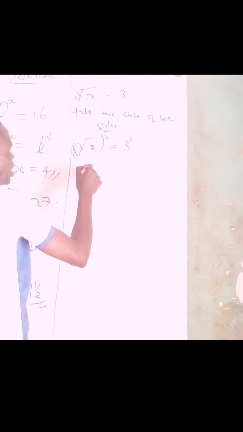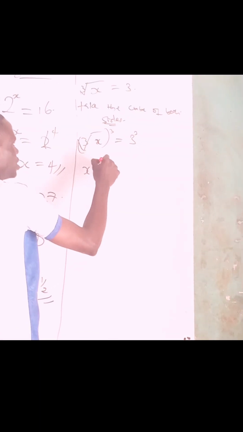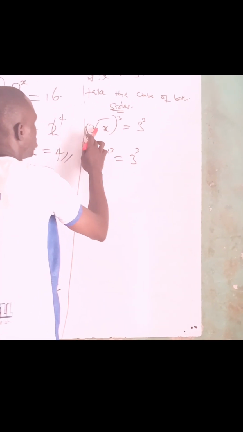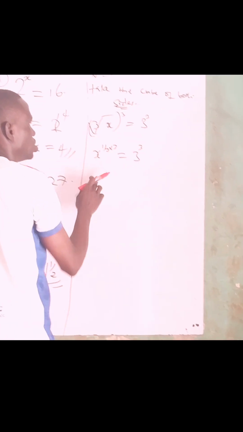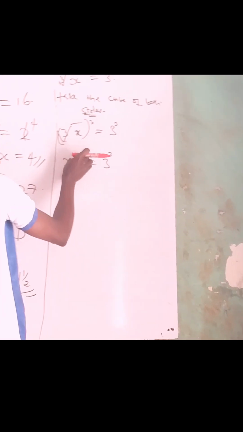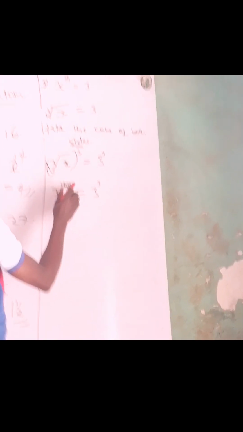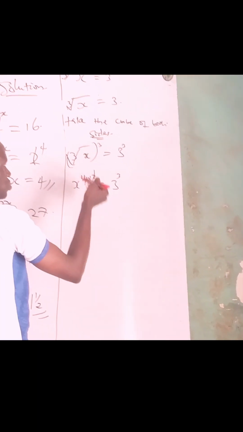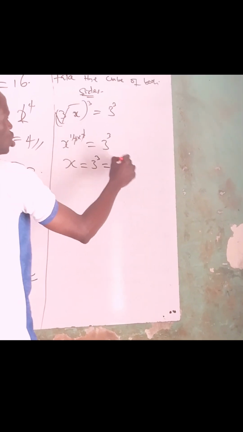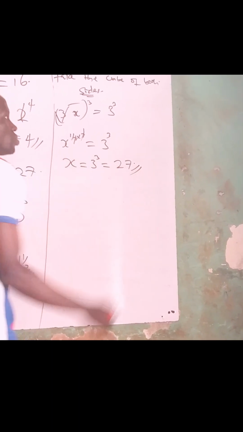So you remember in our indices, we return it to this form. So you now have x raised to power 1 over 3 times 3, equal to 3 raised to power 3. We are returning this back using the law of indices. So that is why we bring it, then you have 3. This will multiply this and we cancel, so that's x. It gives us 3 cubed, which is 27.